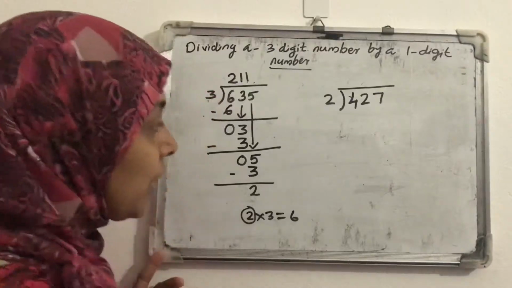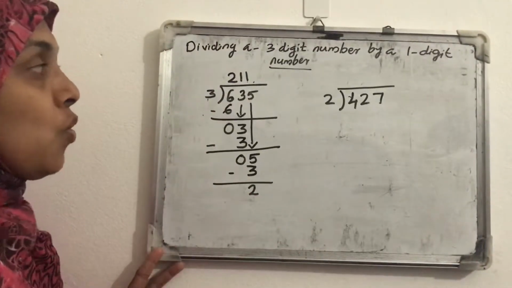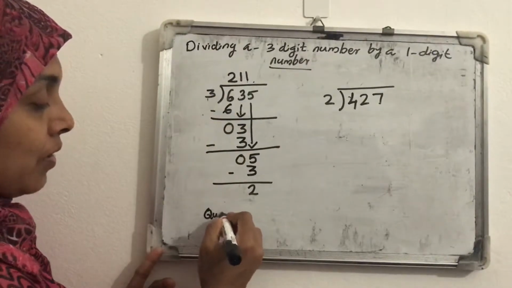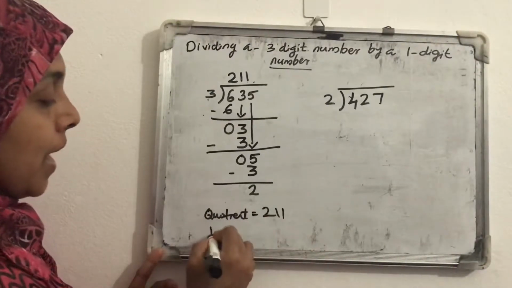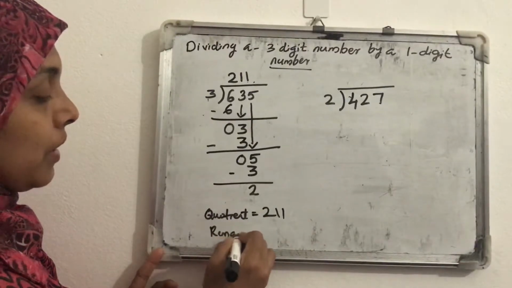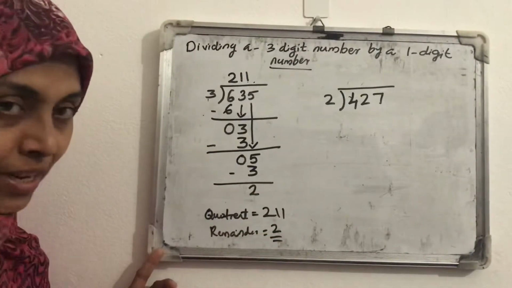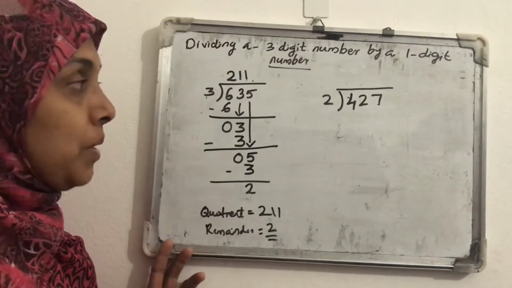So in this division, 635 divided by 3, the quotient we got is 211, and the remainder is 2. This is the division, with the same steps as we follow for 2-digit numbers also.